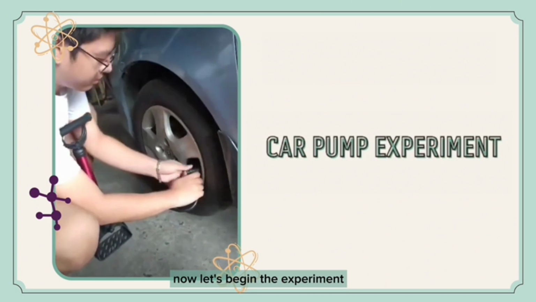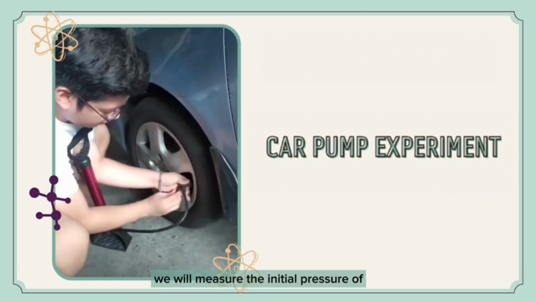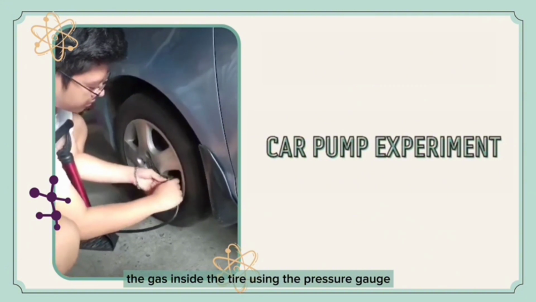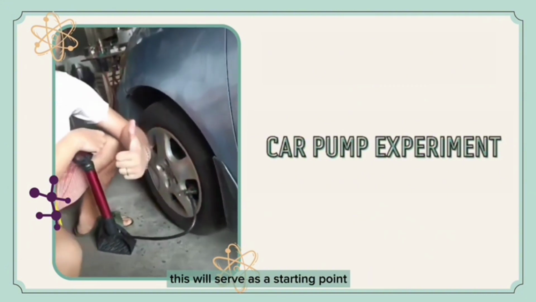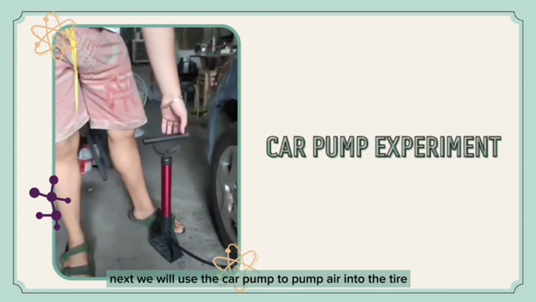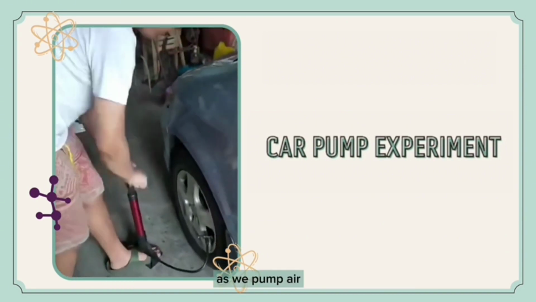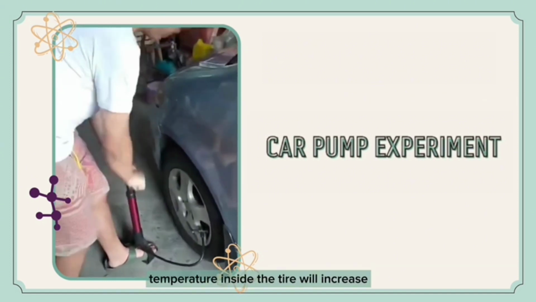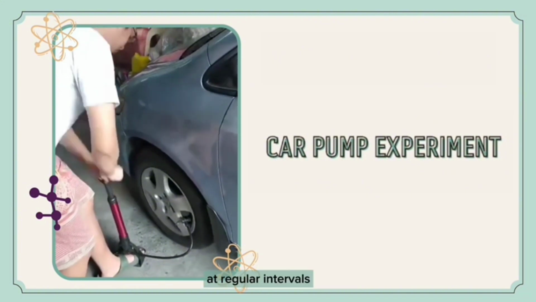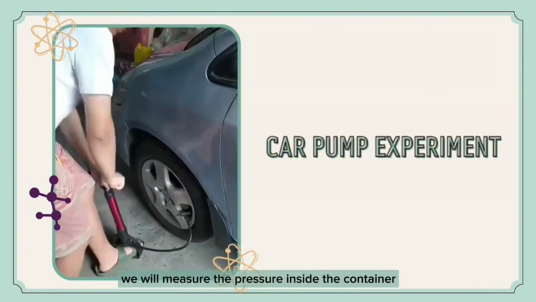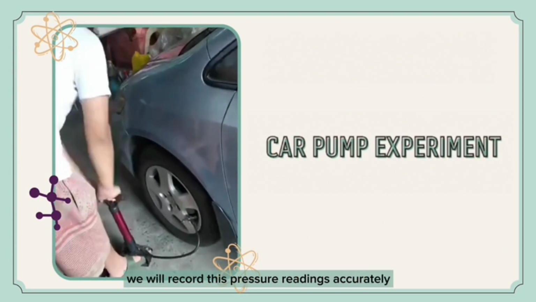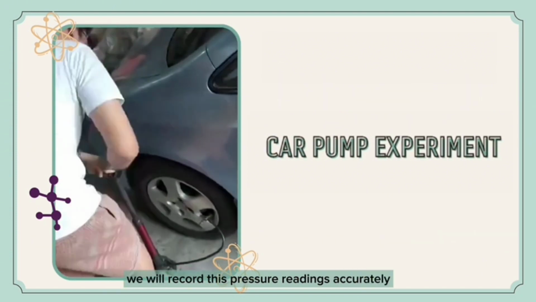Now, let's begin the experiment. We will measure the initial pressure of the gas inside the tire using the pressure gauge. This will serve as our starting point. Next, we will use the pump to pump air into the tire. As we pump air, the temperature inside the tire will increase due to the compression of the gas. At regular intervals, we will measure the pressure inside the container using the pressure gauge. We will record these pressure readings accurately.